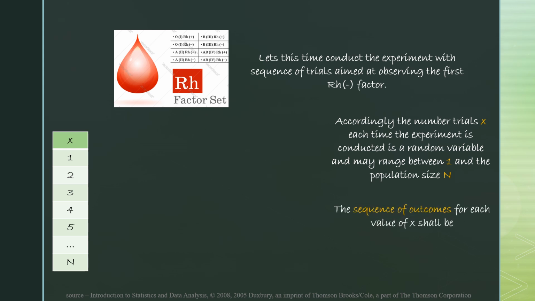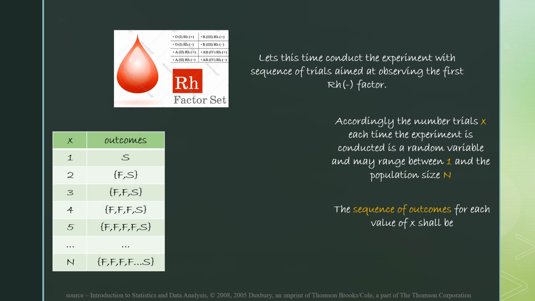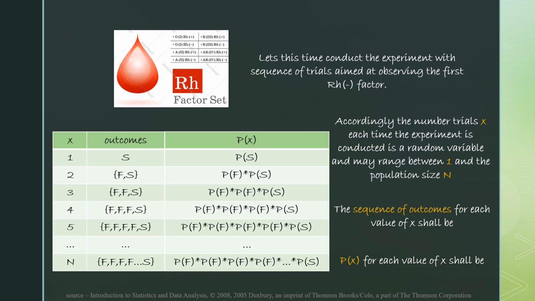The sequence of outcomes for each value of x shall be S, F, S, F, F, S, F, F, F, S, and so on. The probability of x for each value of x shall be probability of S, probability of F multiplied by probability of S, probability of F multiplied by probability of F multiplied by probability of S, and so on.